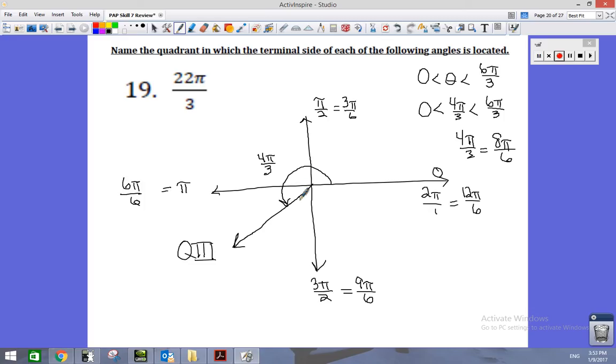So you would just have to wrap around it multiple times to get there. But coterminal angles have the same initial side and same terminal side. So I know that 22 pi over 3 lies in quadrant 3.